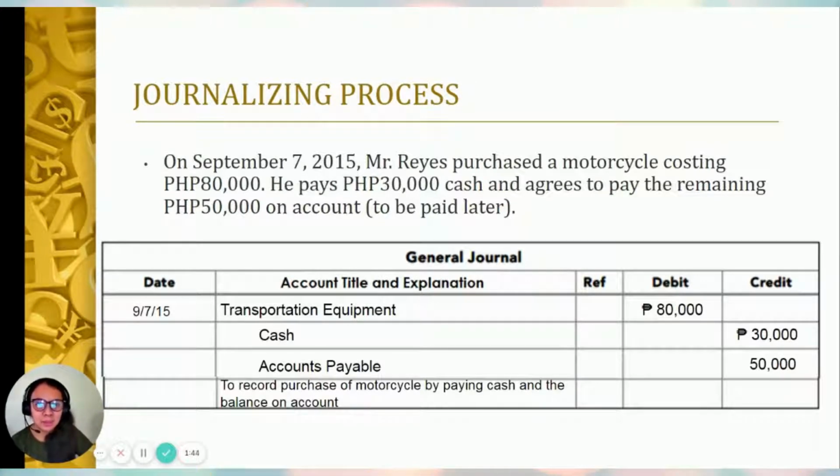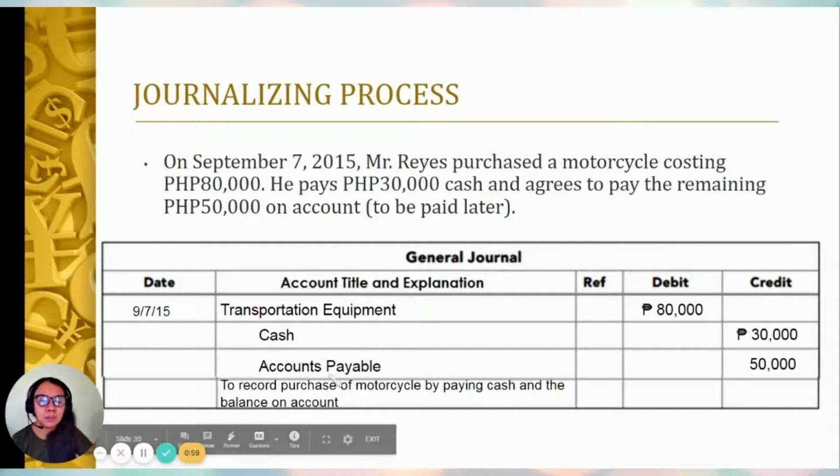Mr. Reyes purchased a motorcycle, so the business purchased an asset. After writing your date in here, that's September 7th, 2015, you're going to debit transportation equipment. Again, the account title depends on the chart of accounts that the business has. So if it's transportation equipment and the value goes under the debit column, that's for 80,000. And then he paid 30,000 in cash. So the cash decreased and it is the amount to be credited. The amount of cash that he paid is 30,000. So we put in here 30,000, but there's a balance and it is to be paid later. And this amount, which is on account, will be recorded as accounts payable, and the amount is 50,000.